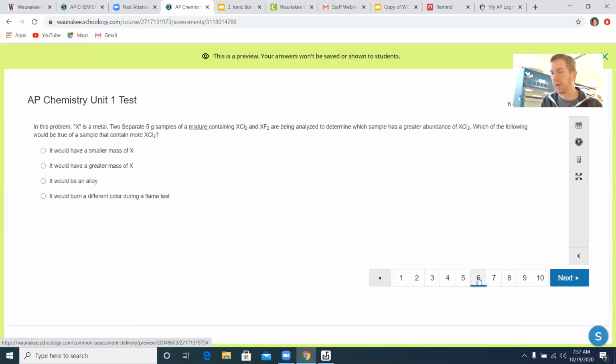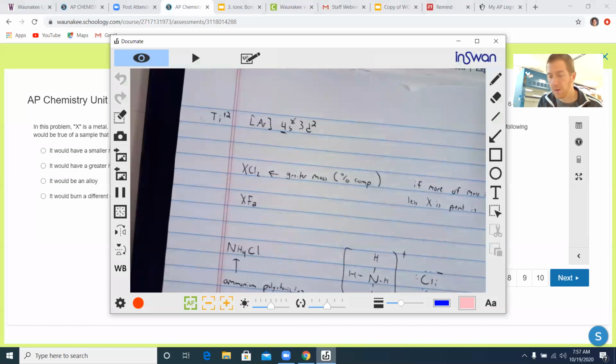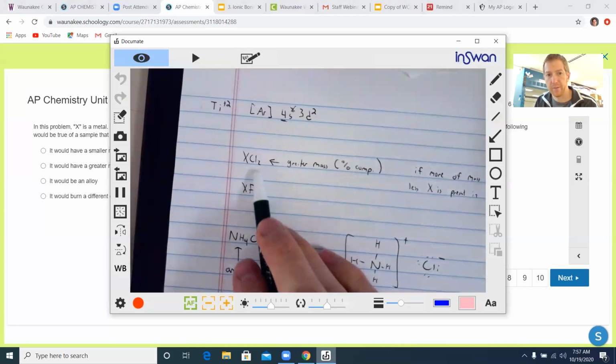Next question that was tricky. This is dealing with that composition of mixtures problem that was in the review that I gave you as well. If you have a 5-gram sample containing XCl2 and XF2, but there's a greater amount of XCl2, what would be true about that? Here's my thought process.